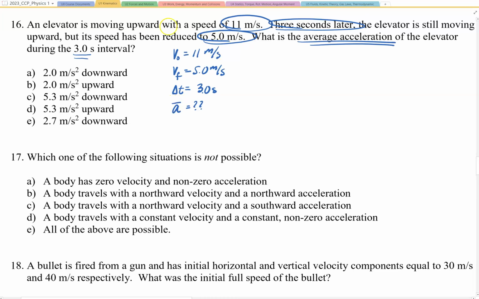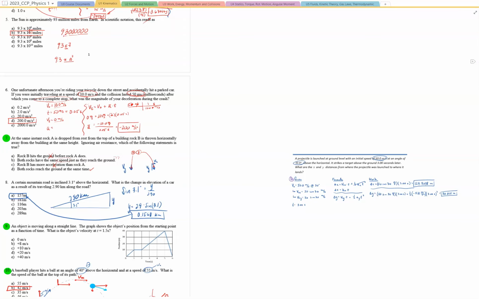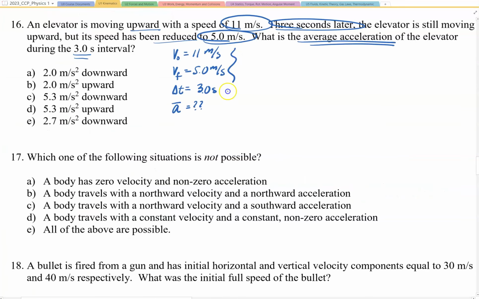Now, one thing to note is that we are moving upward at 11 meters per second, and our speed has been reduced to 5 meters per second. So it looks like we have velocity in this direction. But since that velocity is slowing, we should see acceleration come out to be a negative number, deceleration in fact. With this information, I feel like the final velocity equation is the one we're going to work with. We have the two velocities and time, and we're looking for acceleration. So I would suggest that we use that function. Final velocity is equal to our initial velocity plus our average acceleration times the change in time.